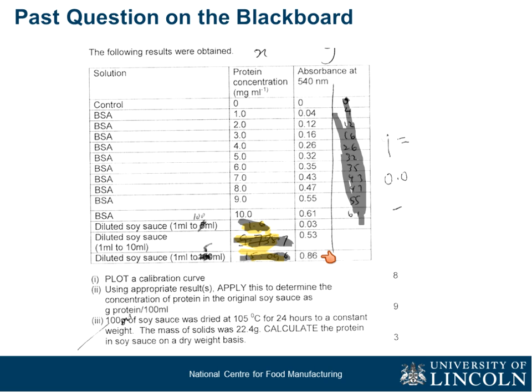We've done question number 1, plotting a calibration curve. The second one is using the appropriate result and applying this to determine the concentration of protein. Now, we want to determine the concentration of protein in the soy sauce. So which one do you think we are going to use to determine the concentration of protein in the soy sauce?